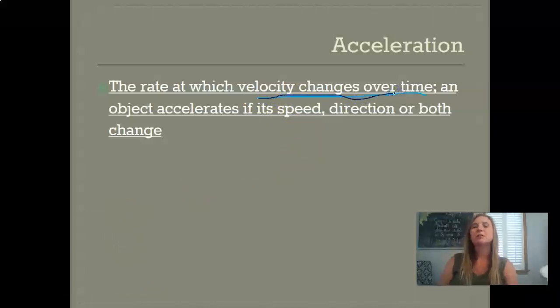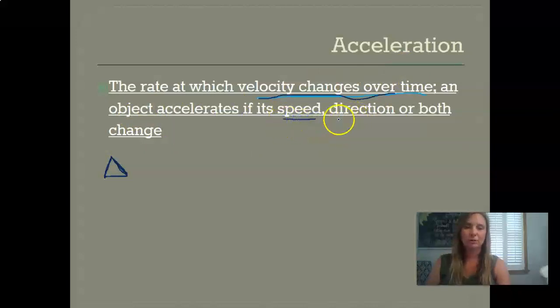There we go. So velocity is a change over time. And so sometimes you'll see it written as a delta symbol, which is the Greek symbol of a triangle, which means change. We want to see what is the change that is occurring there. And so we are looking at an object's acceleration if speed, direction, or both change. So there's a couple pieces of information. If speed changes, then acceleration has occurred. If direction has changed, then acceleration has occurred, or if both.